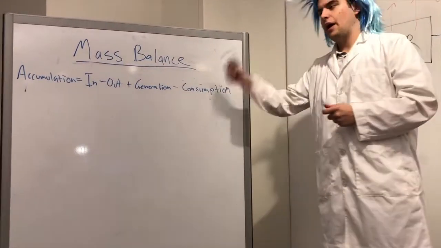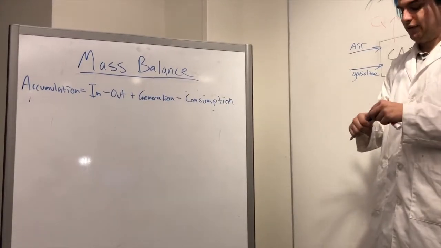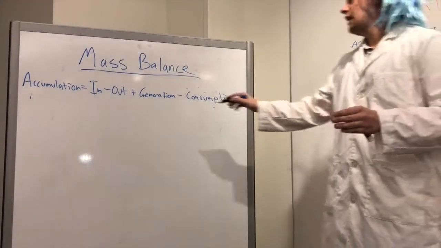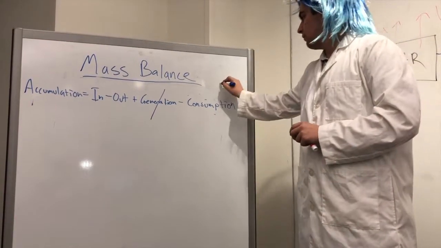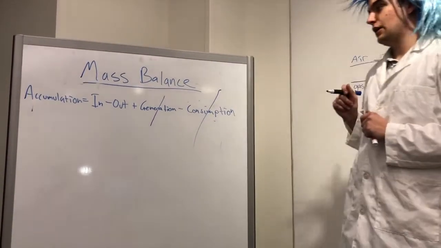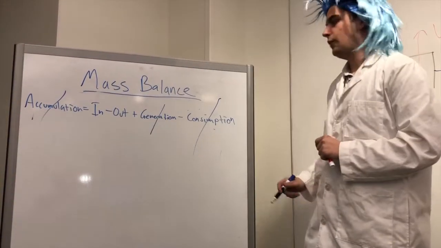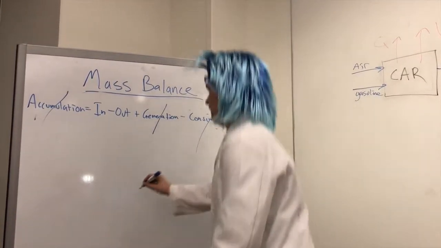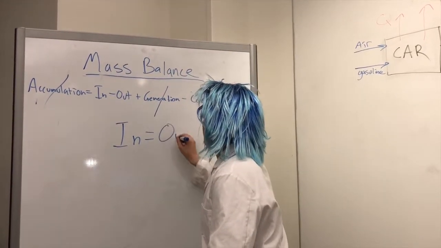Now let's consider a balance around all the components in the system put together. So total mass, like you said, cannot be created, so we'll get rid of this generation term right here, get rid of the consumption because it can't be destroyed here, and we'll assume it's at steady state, so the accumulation term goes to zero as well. So that simplifies the mass balance down to in equals out.